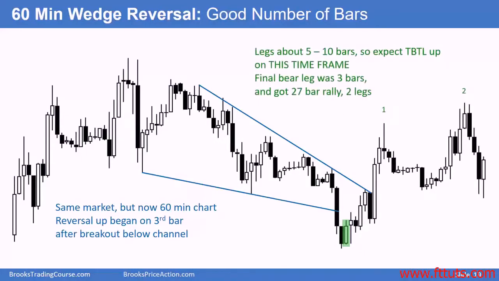So I look for the highest time frame that has the pattern, and then I expect 2 legs and 10 bars on that highest time frame. And that will obviously have far more bars and probably more legs on the 5-minute chart. But when I'm looking for the reversal trade, my goal is going to be 10 bars, 2 legs on the highest time frame. So I don't want to exit too early on the 5-minute chart.